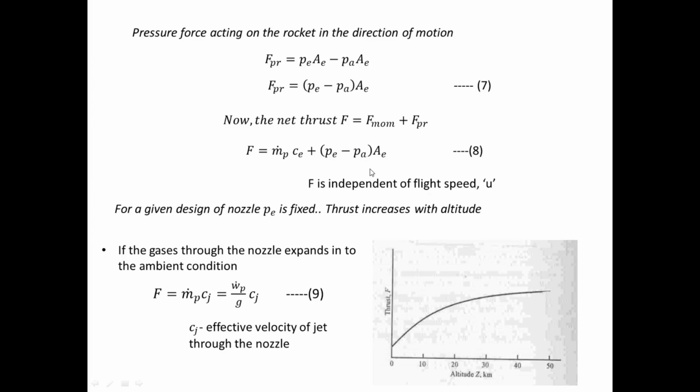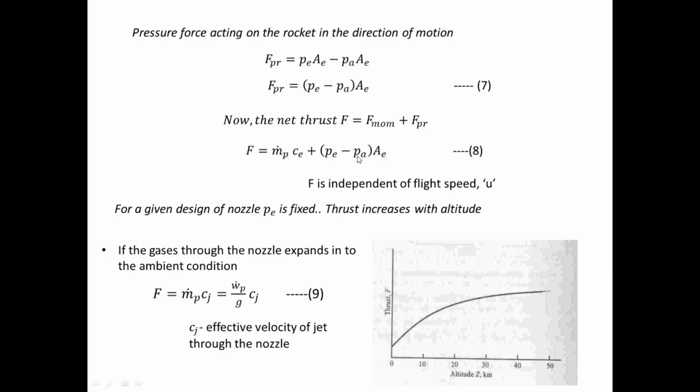Okay, so as the altitude increases, as the height increases, obviously PA will be reduced. So as the altitude increases, this term will be reduced. So this term PE minus PA will be higher. As PA reduces, PE minus PA will be higher, so the F value will be increased. So this graph actually shows the variation in thrust along with altitude.